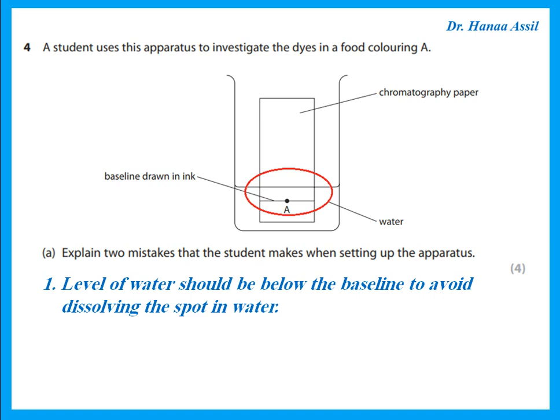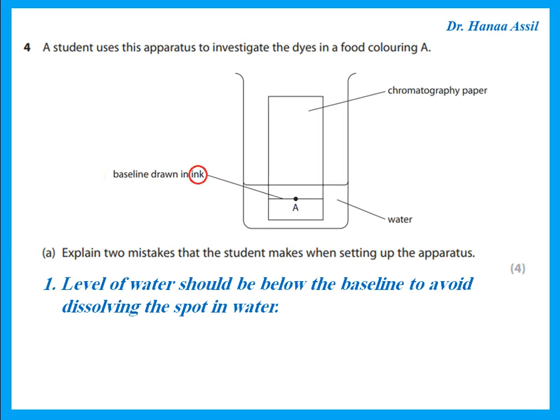You're supposed to explain 2 mistakes. That means you tell me the mistake and you explain why it's a mistake or what is wrong. So, first of all, the level of water should be below the baseline, not above it. Why? Because we want to avoid dissolving the spot in water. All this A will dissolve in the water instead of going up the chromatography paper.